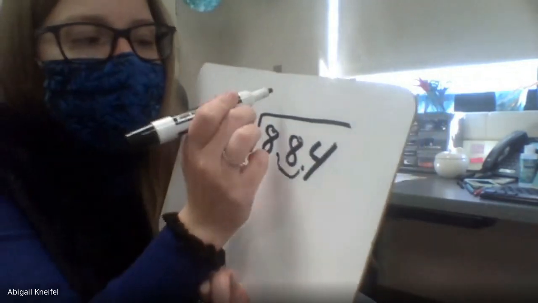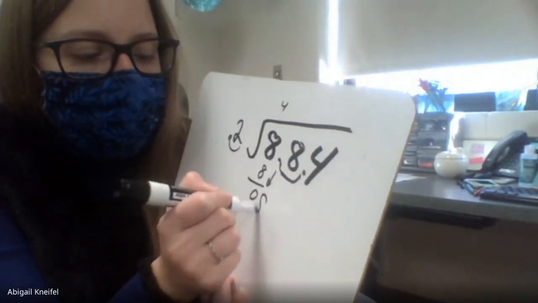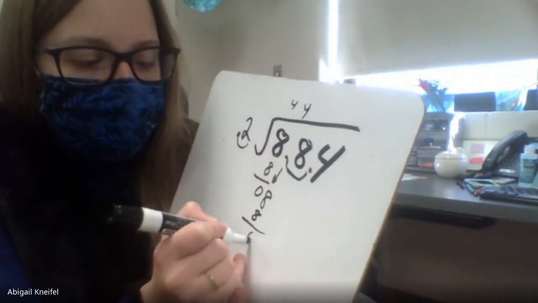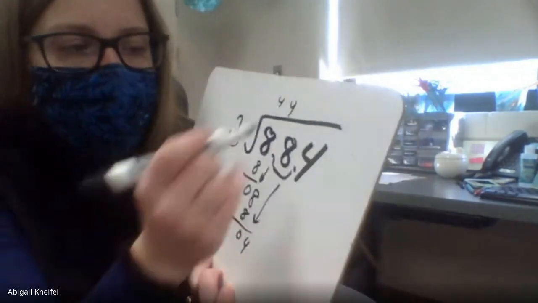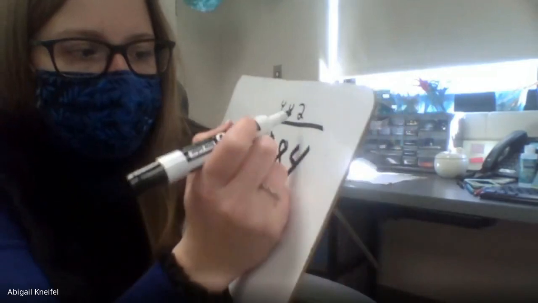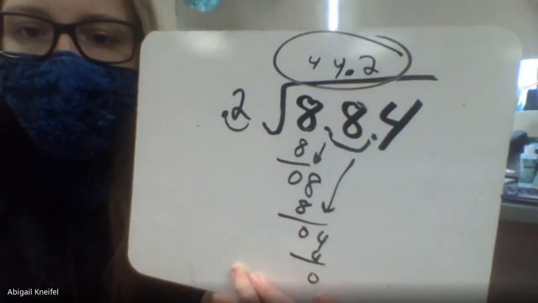So 2 goes into 8 4 times, which is 8, 0. Bring down my 8 again. 2 can go into 8 4 times, which is 8 again. 0. Bring down my 4. 2 can go into 4 2 times, which is 4. Remainder 0. 44.2.